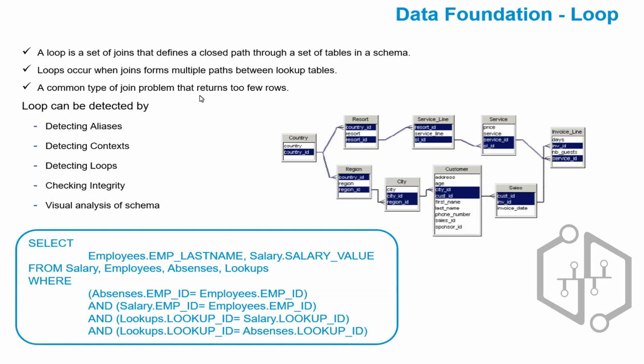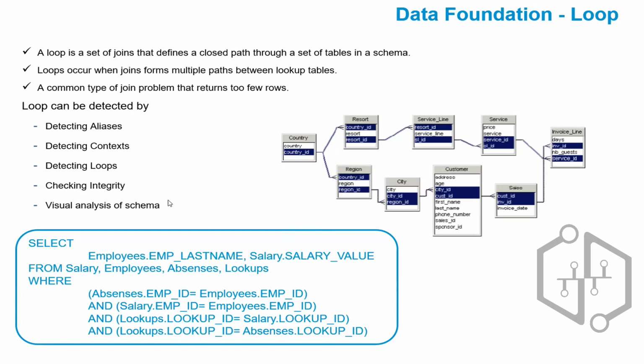A common type of join problem is one that returns too few rows. We will not get the expected rows of data, but fewer rows if any loops are formed. Loops occur when joins form multiple paths between lookup tables. A loop is a set of joins that defines a closed path through a set of tables in a schema. If it occurs, we have to resolve the loop by creating an alias of one table. Loops can be detected by detecting aliases, detecting context, detecting loops, checking integrity, or visual analysis of the schema. Just by seeing the schema, we can see that a loop is formed.